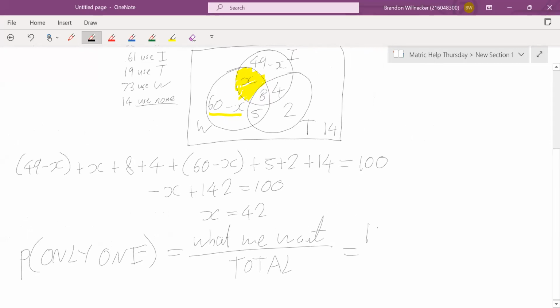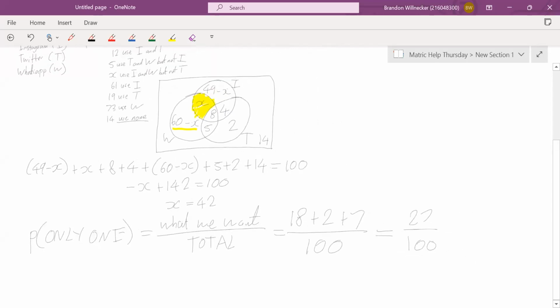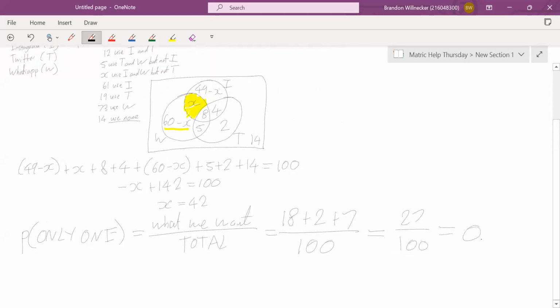So we're going to have 18 for WhatsApp only, plus 2 for Twitter only, plus 7 for Instagram only. Divided by the total, well, that's just all of the learners, that's 100. And that's going to be equal to 27 over 100. And we can write that as 0.27. Okay, so this is only one. So in this case, only Instagram, or only Twitter, or only WhatsApp.